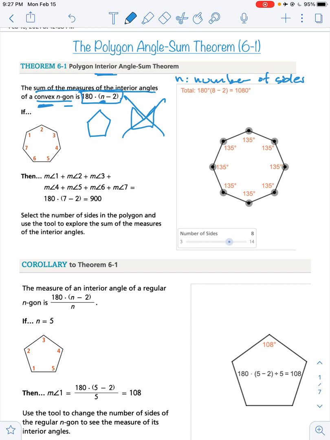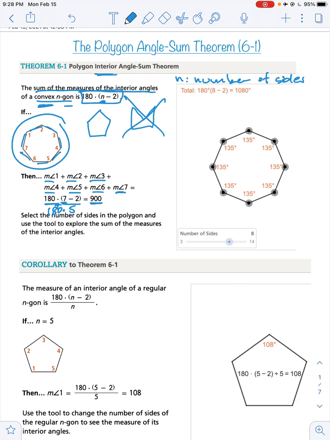So if I were to take this shape here, this shape has 7 sides: 1, 2, 3, 4, 5, 6, 7 sides. If I add up the measure of all of the angles, which is also 7 angles, instead of adding all 7 up, especially if I don't know them, I can use this formula where I take 180 times the number of sides, which is 7 minus 2, so this would be 5. So this is actually 180 times 5.